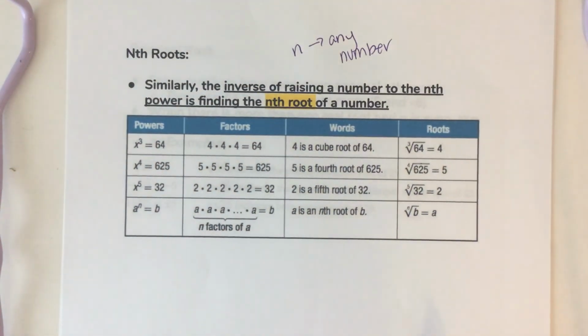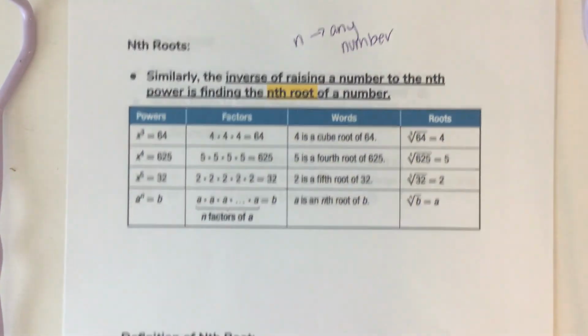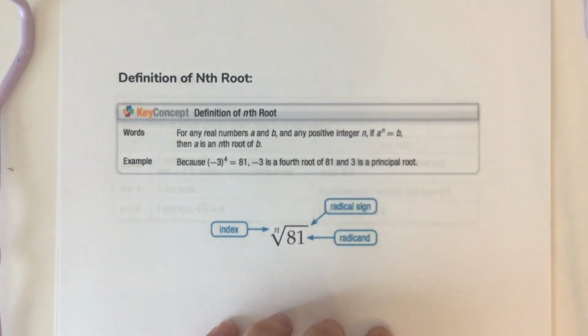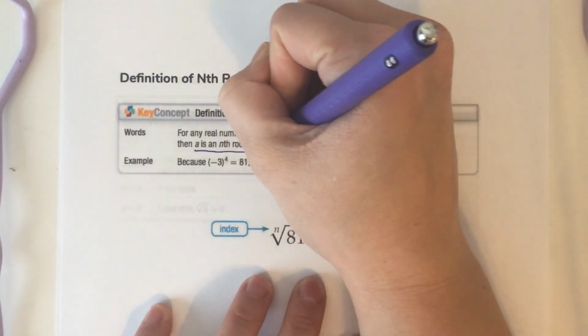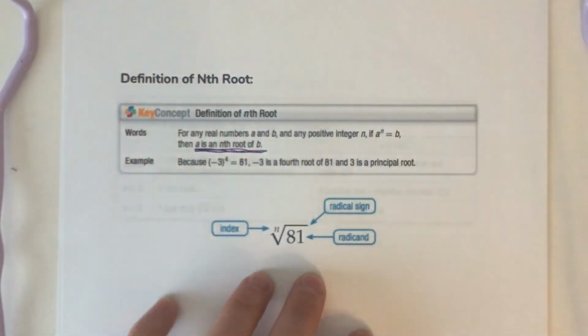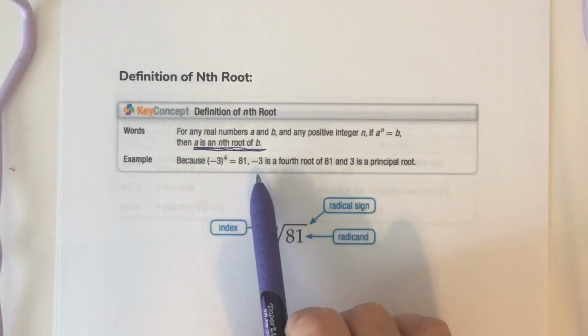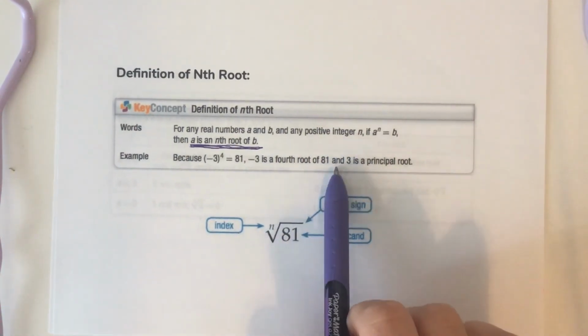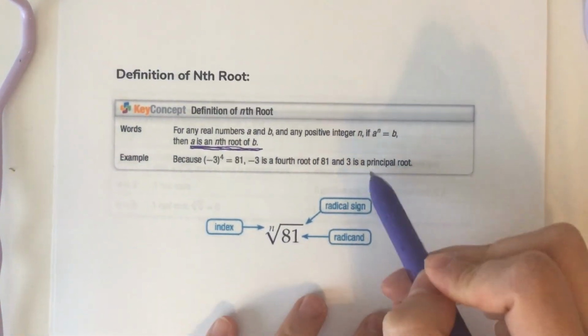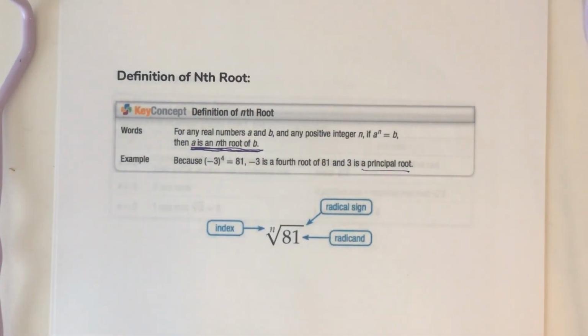And that's just a little example chart going through different examples. And the pattern we see here is what gives us this formal definition right here. For any real numbers a and b, and any positive integer n, if a to the n equals b, then a is an nth root of b, because they're inverses, so those exponents and those roots work together. A little example there: negative 3 to the 4th is 81, so negative 3 is a 4th root of 81, and 3 is the principal root. We'll get to this part in a little bit, so don't worry about that right now.